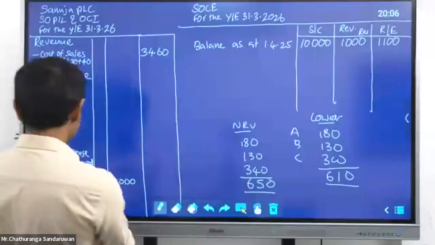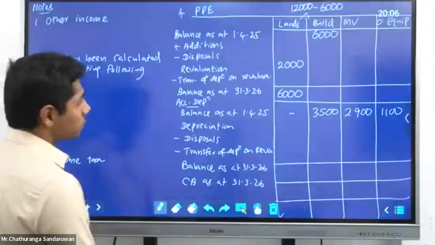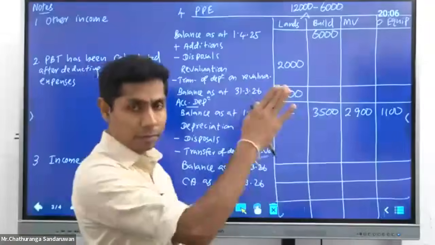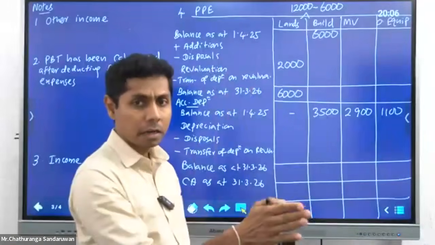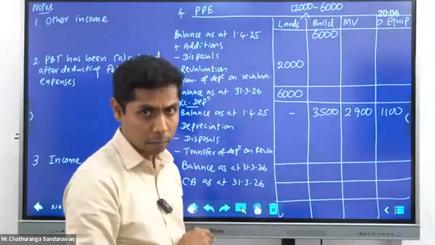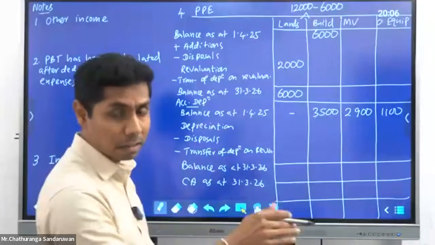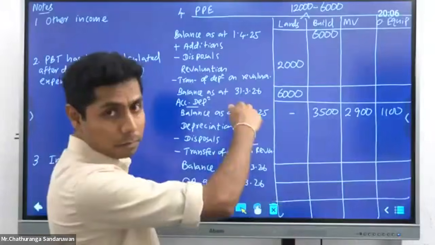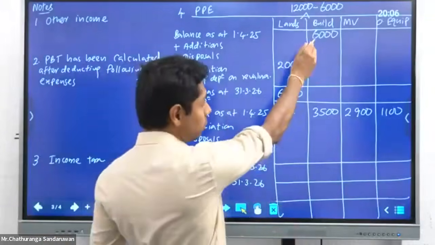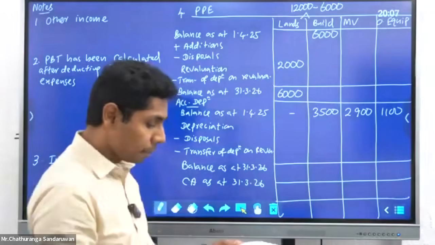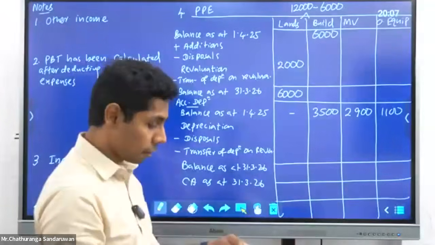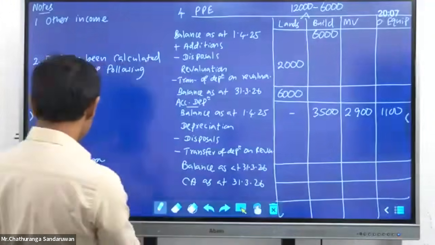Now, if I come to the PPE note, the building's revaluation happened on 1st October 2025, middle of the year. So we have to depreciate the buildings for another 6 months based on the previous value. So previous value is 6 million. Depreciation rate for the building is 5%, you can see, right?